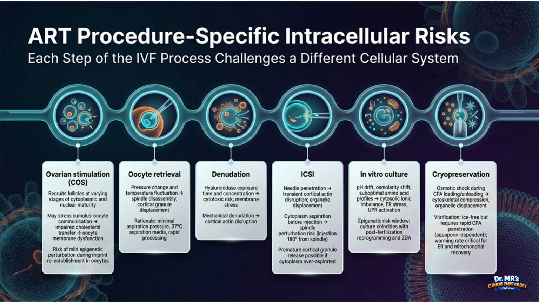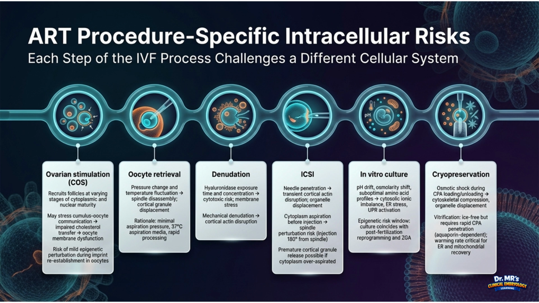Which brings us to ICSI itself, intracytoplasmic sperm injection. We are taking a sharpened glass pipette and driving it physically through the zona pellucida, through the plasma membrane, and deep into the cytoplasm. What is the cell experiencing during that intrusion? It is experiencing a localized structural earthquake. The needle transiently but profoundly ruptures the cortical actin network.